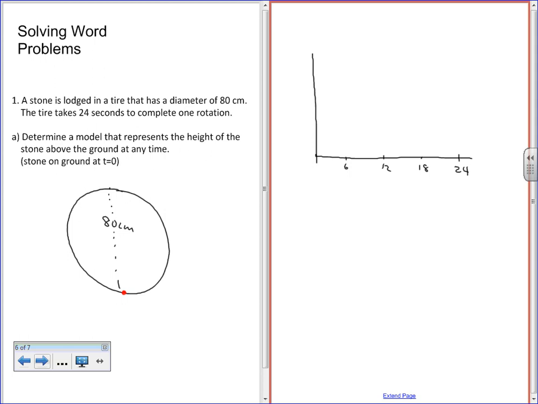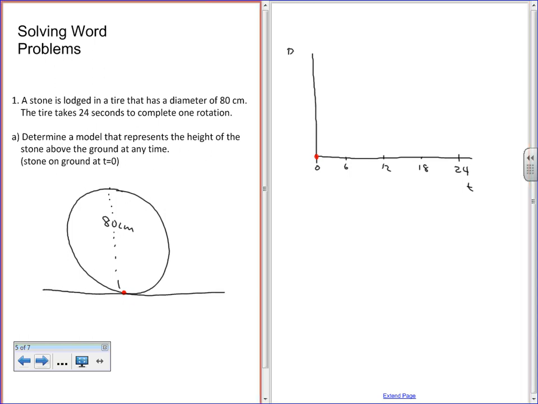So that's my time, and this is the distance above the ground. There's time 0. At time 0, the stone is on the ground, so the height of it is 0. At 6 seconds, what's the height of the stone above the ground? There's the graph.